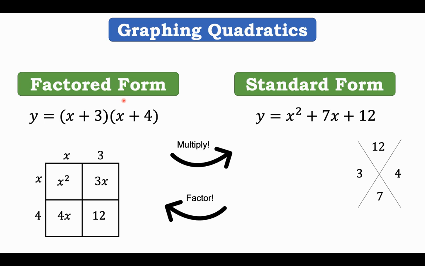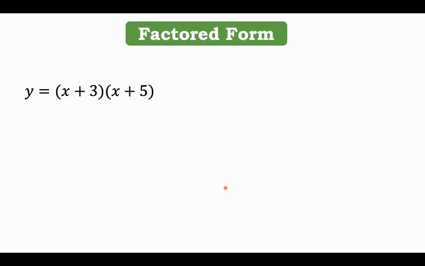Main point is that the factored form and standard form, they're basically the same thing. They just look different, but they are the same. One's being multiplied together, the other one you can factor, they go back and forth. Today's lesson is going to be on factored form. Factored form looks like this. It's already factored out for you.